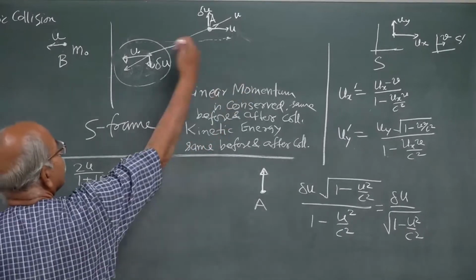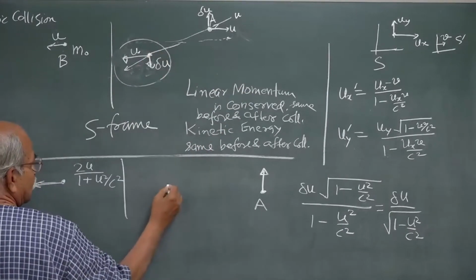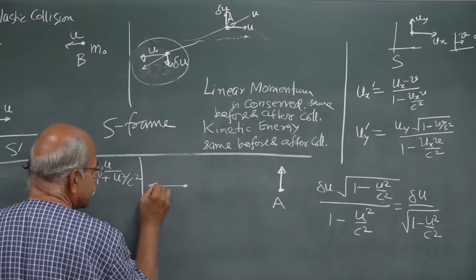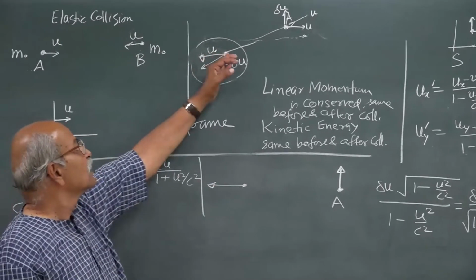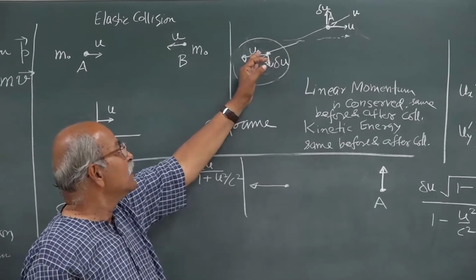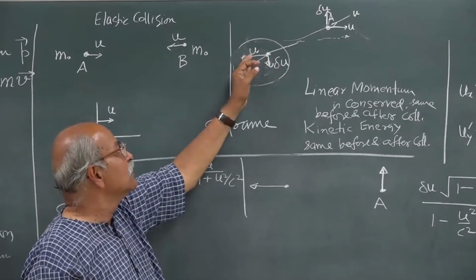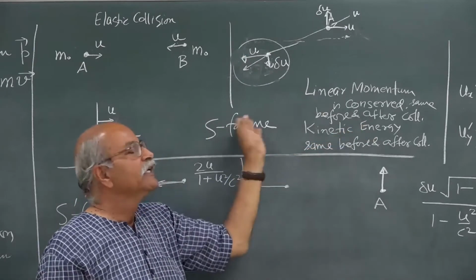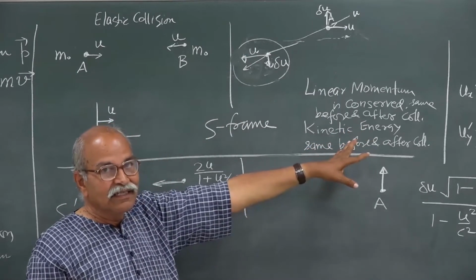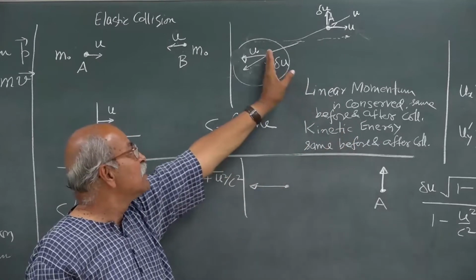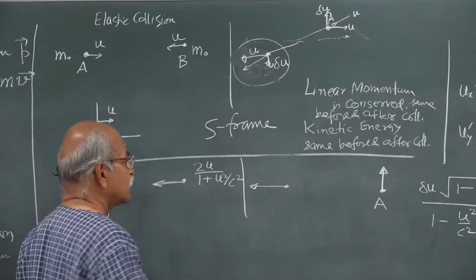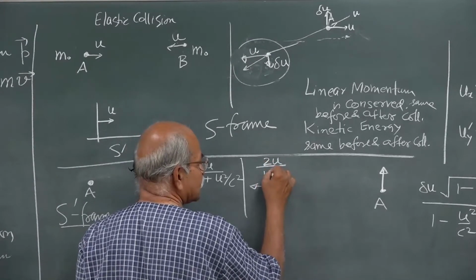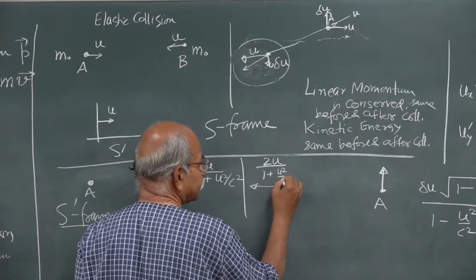Come to this B particle. What is the velocity in the x direction? The particle is going with speed u in the minus x direction. The frame is going with speed u in the plus x direction. And therefore in S prime it will have a speed in this direction, and that will again be 2u by 1 plus u squared by c squared.